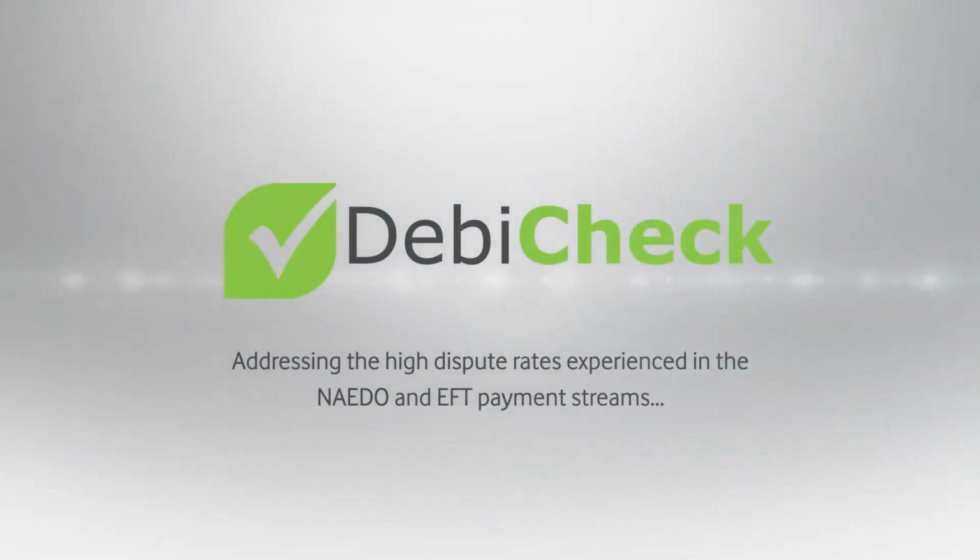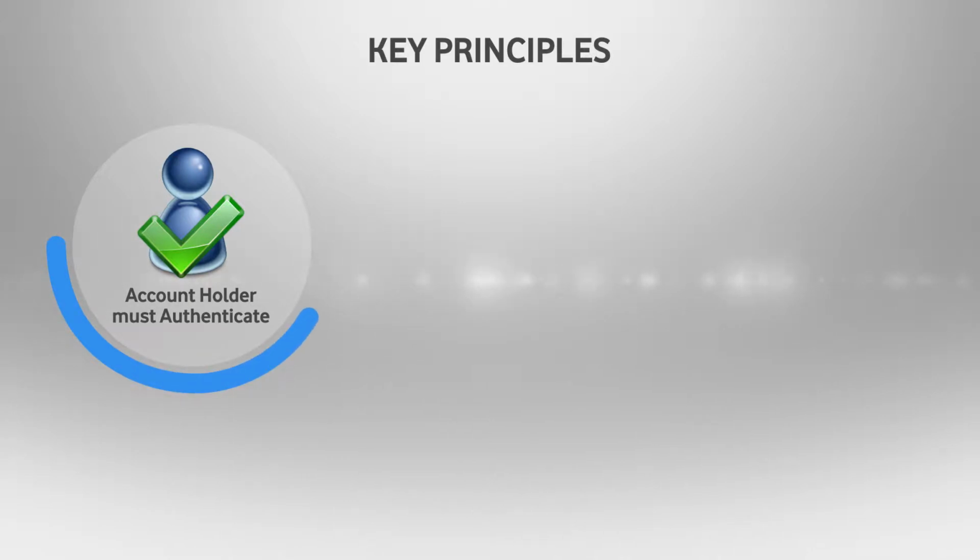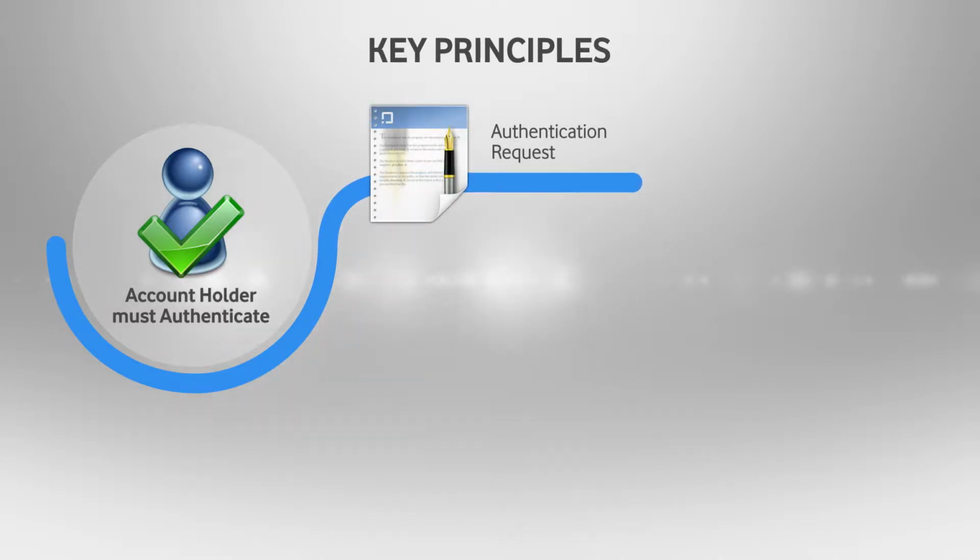DebitCheck has been introduced into the national payment system to address the high dispute rates being experienced in the NAEDO and EFT payment streams. One of the key principles of DebitCheck is that an account holder must authenticate a collection instruction prior to the instruction being loaded for presentment in the early morning payment window. Therefore, when an arrangement is made with the debtor, the creditor will send an authentication request through the national payment system to the debtor's bank.